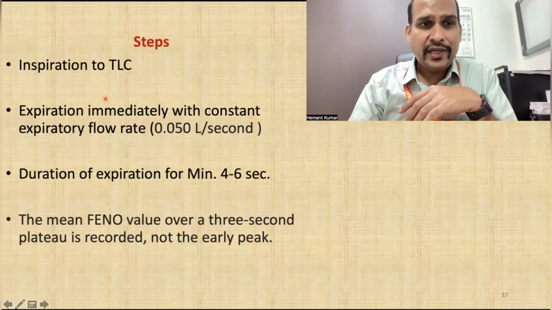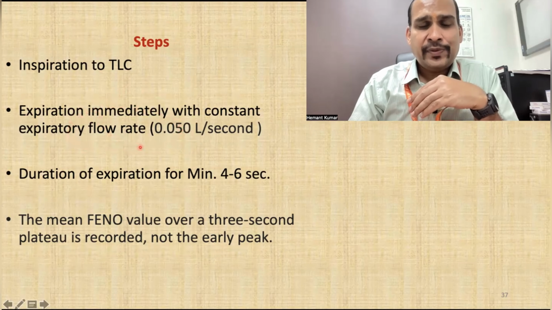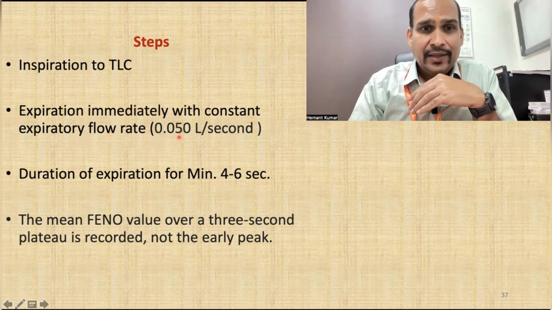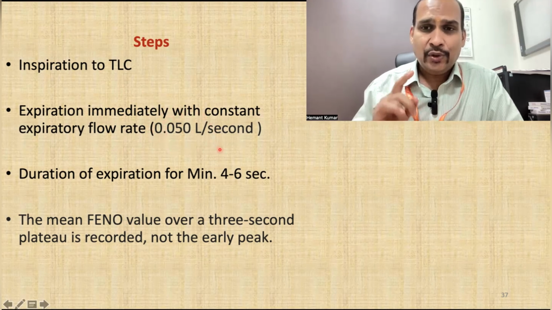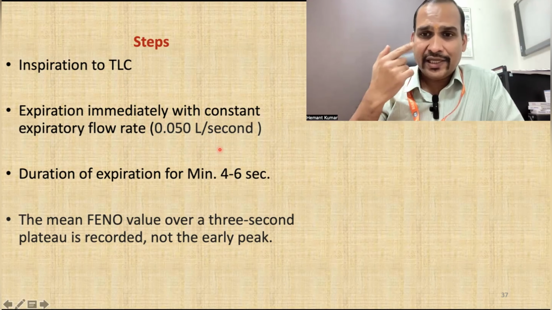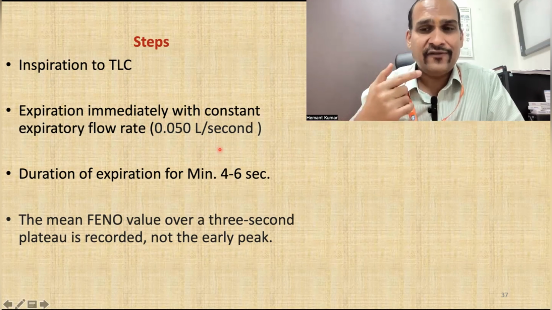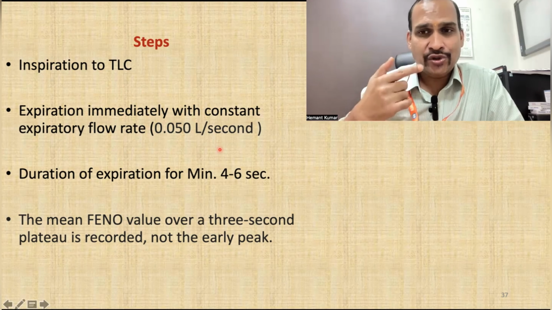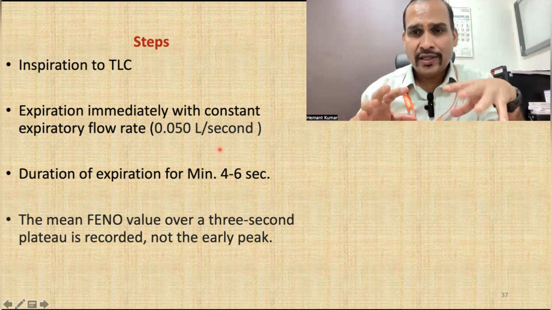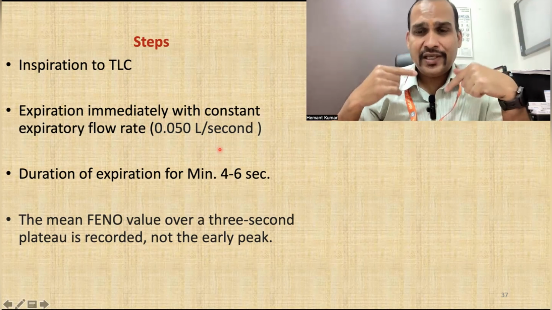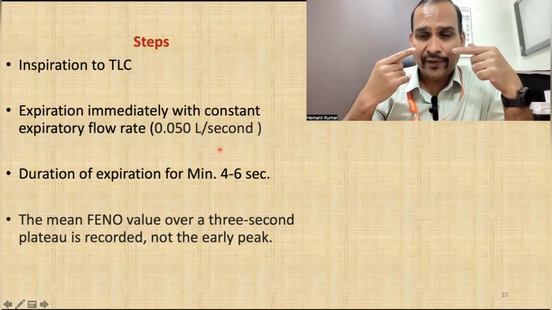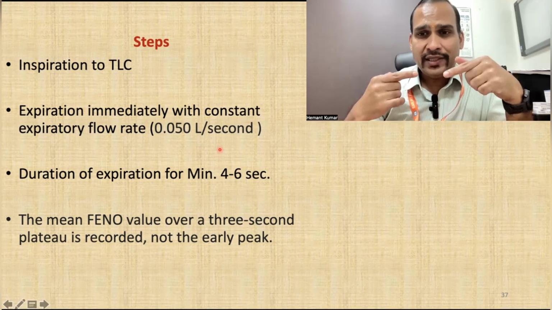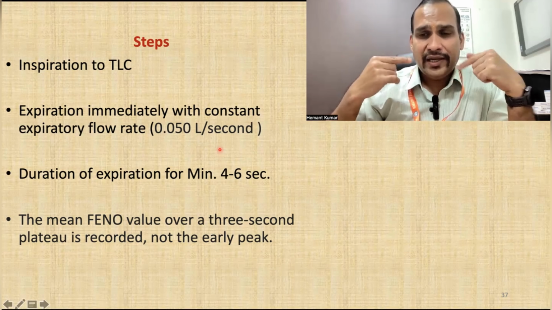Then the patient has to exhale with a constant expiratory flow rate. This is a very important step. The patient has to exhale at a flow rate of at least 50 ml per second. Why is this flow rate needed? Because our nasal cavity has a lot of eosinophilic inflammation that produces nitric oxide constantly, so we don't want nasal air mixed with exhaled air. So what do we have to do? We have to close our posterior nasal chamber so that nasal air does not mix with exhaled air.